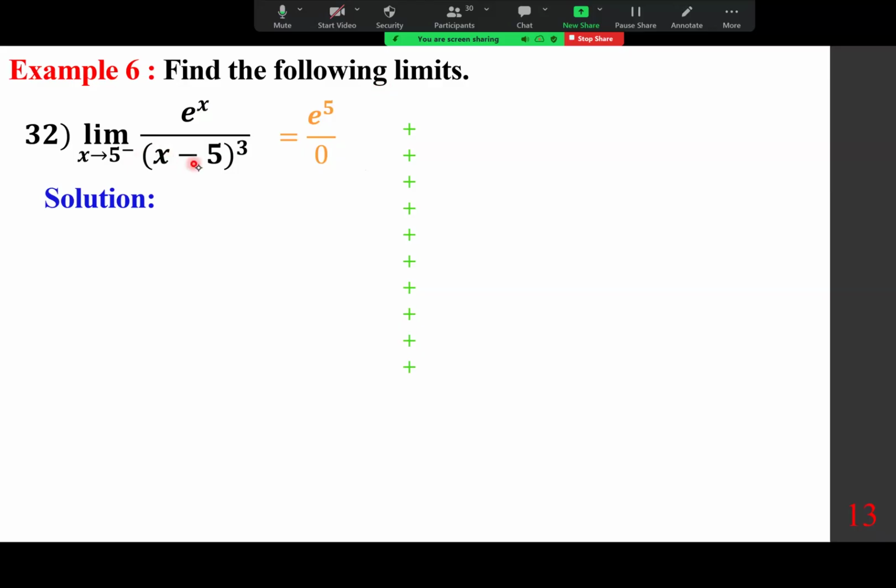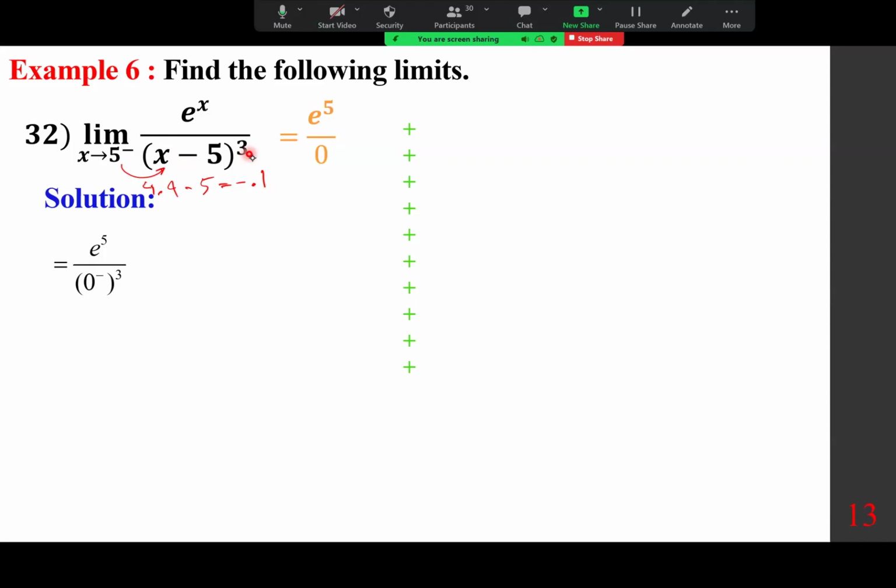What happens is that for the denominator, for example, if I put 5 from the left, 4.9, you can even put 4 because you want the sign. 4.9 minus 5 is negative 0.1. I'm interested in that negative. You can say negative 1. This is how you find the sign, negative. So this is 0 from the left cubed.